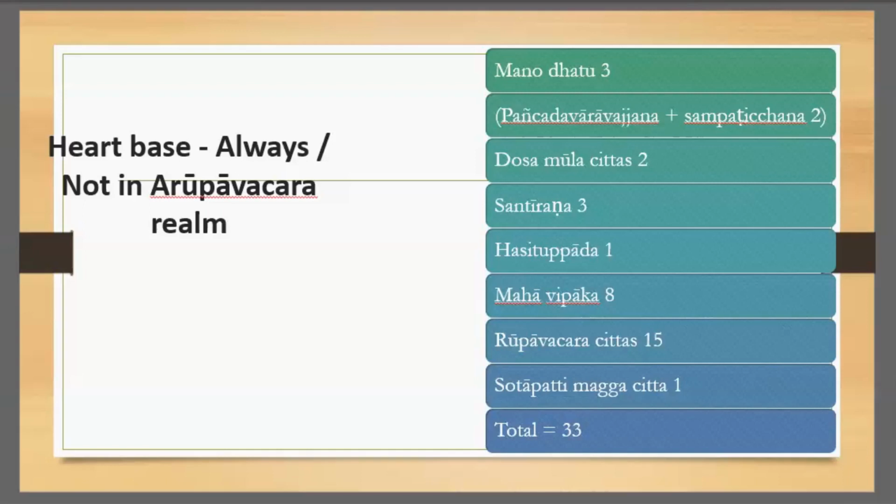Then 2 dosamula chittas. Heart base is essential for 2 dosamula chittas. Then 3 santirana chittas always arise based on heart base. 1 hasituppada chitta arises based on heart base. 8 mahavipaka chittas always arise based on heart base, because they arise in kama realm.